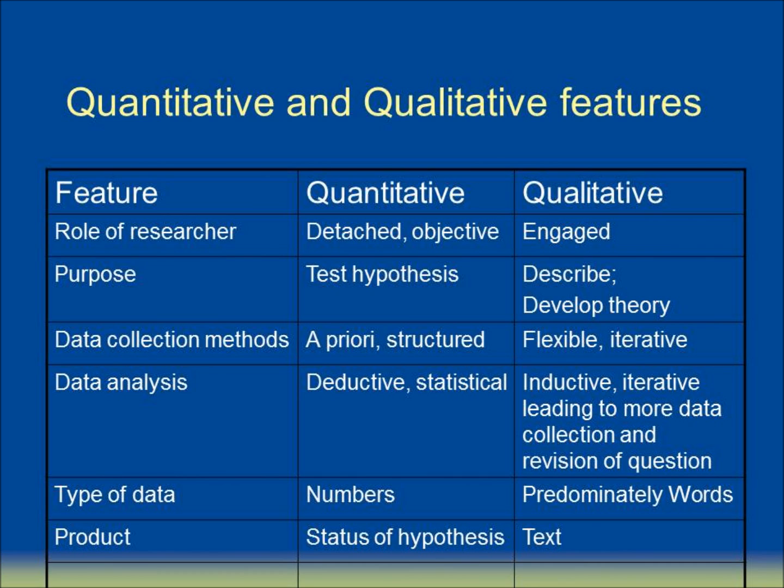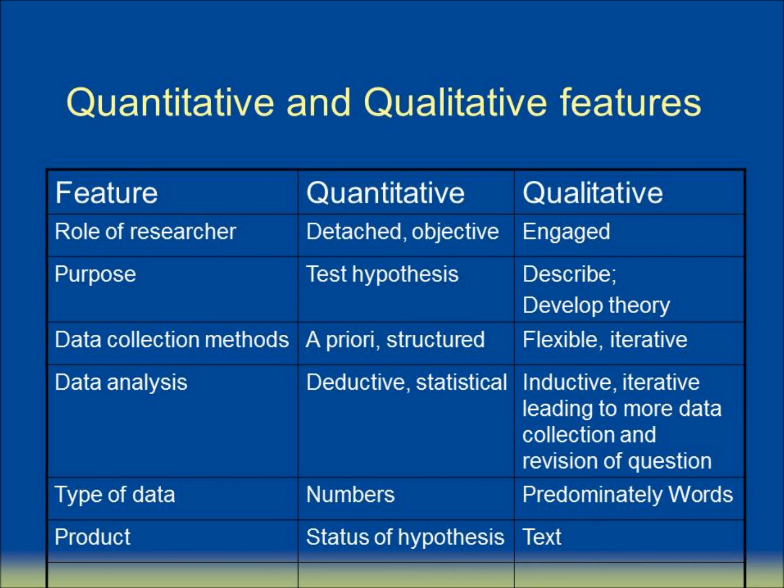The data analysis with quantitative is deductive, based on statistics, whereas with qualitative, there's wide variation, but it is generally inductive and iterative. And again, leading to more data collection, it tends to be iterative and recursive. Types of data: quantitative, you're talking about numbers. Qualitative, you're predominantly talking about words. And the products are quite different.